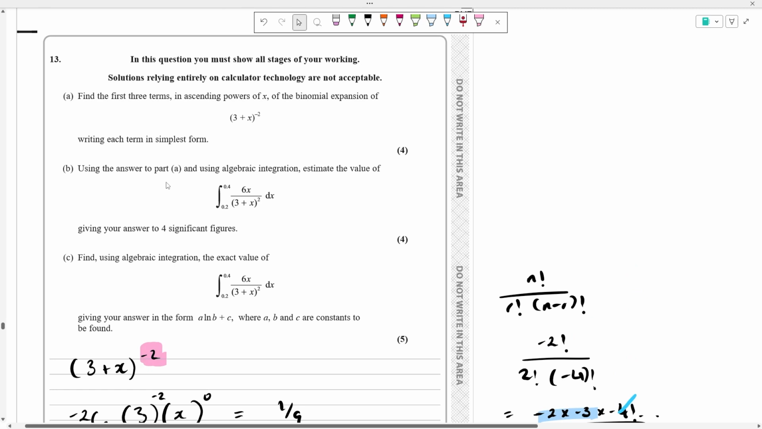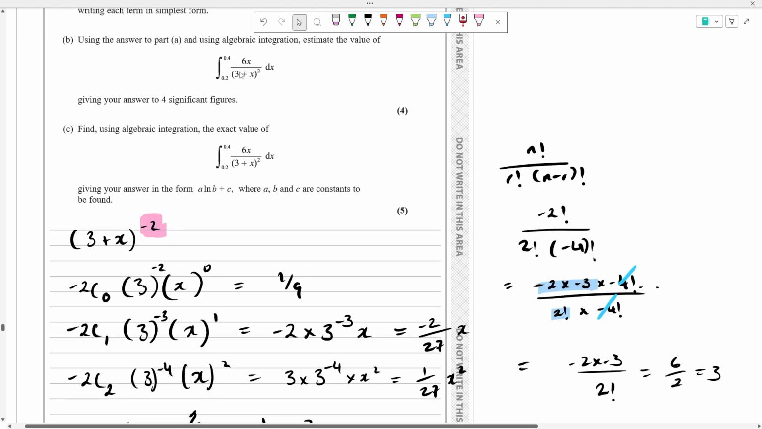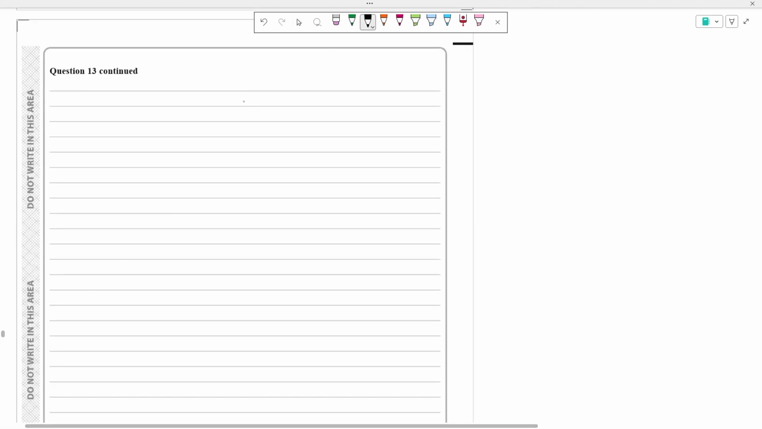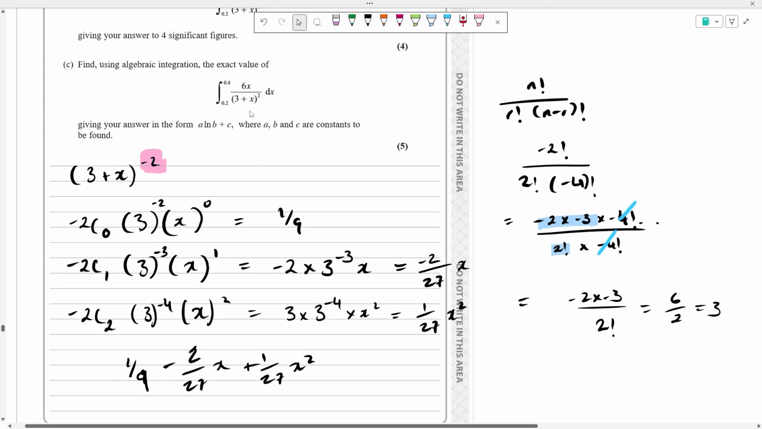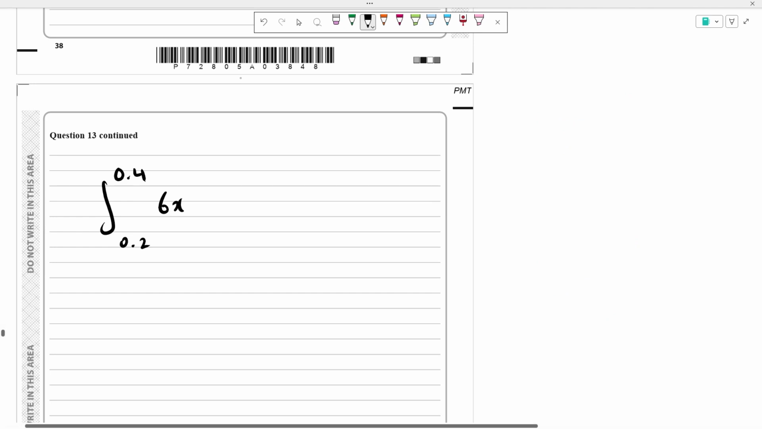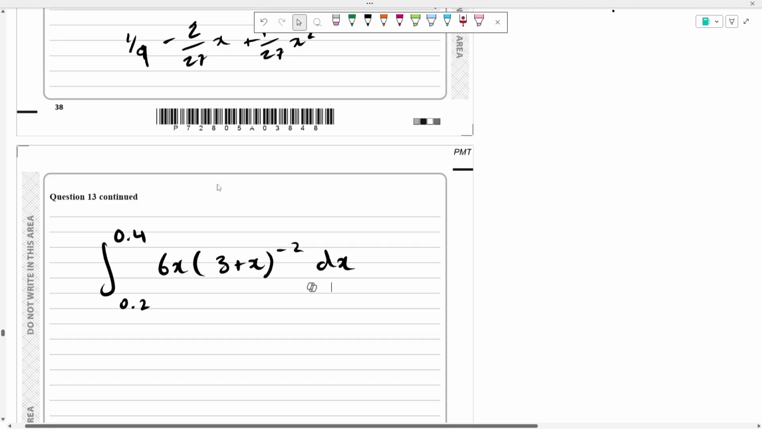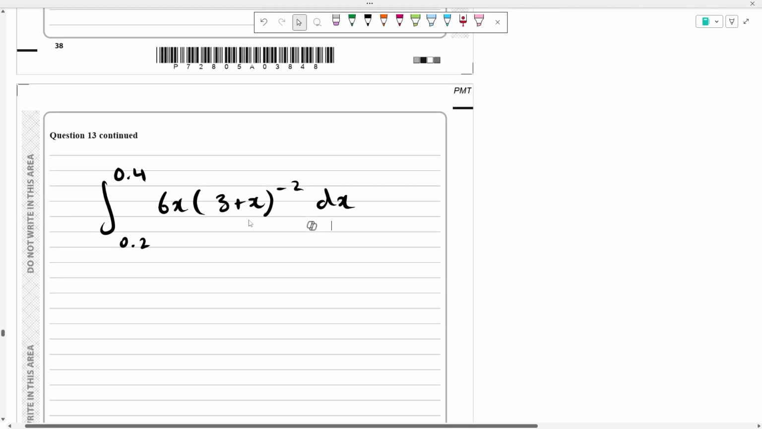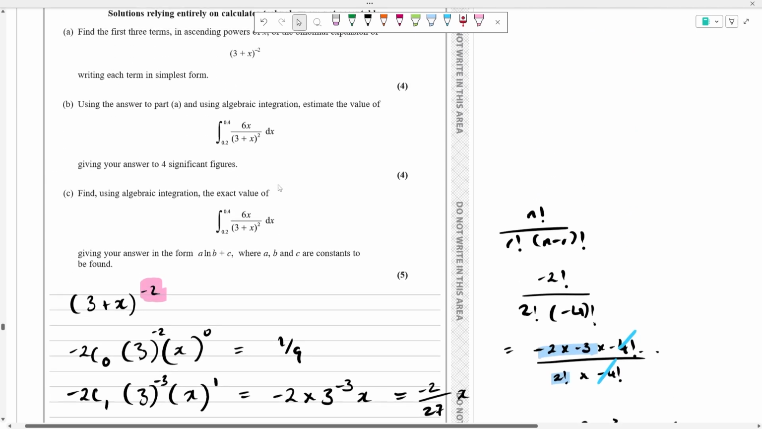Part B. Using the answer to part A and using algebraic integration, estimate the value of this. Okay, and what I'm going to do is actually rewrite this like so. So we have the integration of 0.2 and 0.4. Okay, and I'm going to quickly rewrite this as the following: 6x times by 3 plus x to the power of minus 2 dx. Well, we already worked this out here as this. So I'm actually going to rewrite this as the integral of 0.2 to 0.4. Let me just check the limits. Have I copied them correctly?